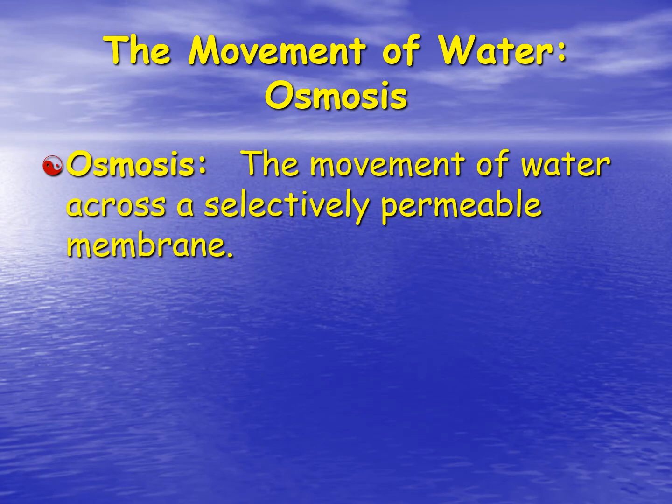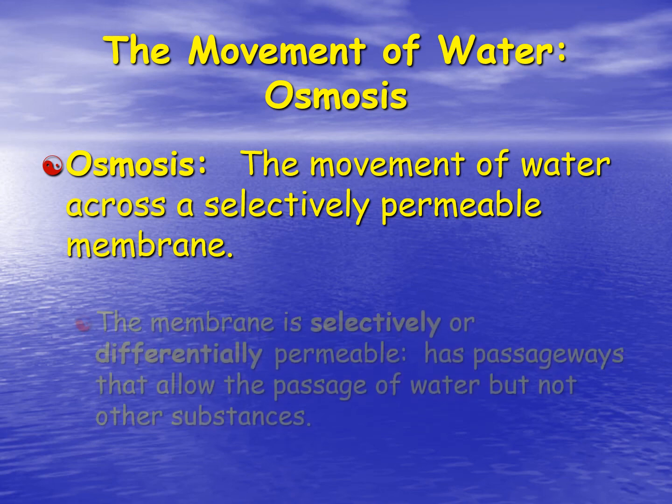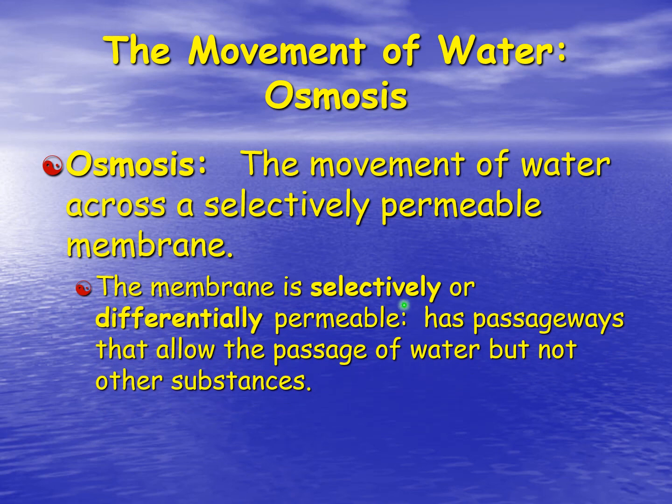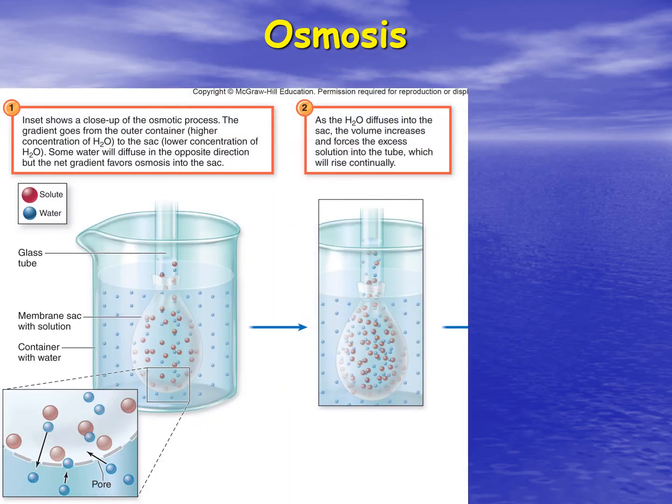Osmosis is the movement of water across the selectively permeable membrane. The membrane is selectively or differentially permeable, but it has passageways that allow for the passage of water, but not other substances. And what we find is if we take a sugar solution, let's say, and put it into a dialysis bag here, I can tell you that the dialysis tubing will allow water to move through, but not the solute, whatever this is. And so water can move through the bag, but the solute can't.